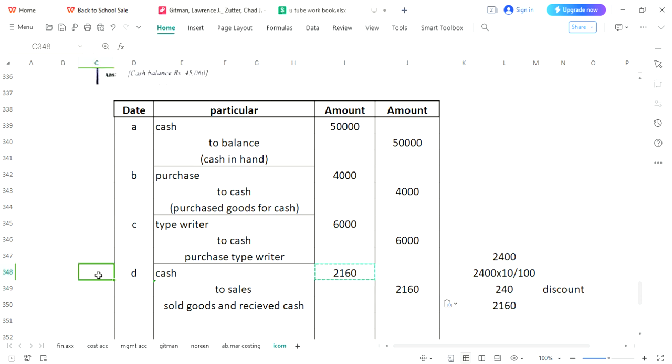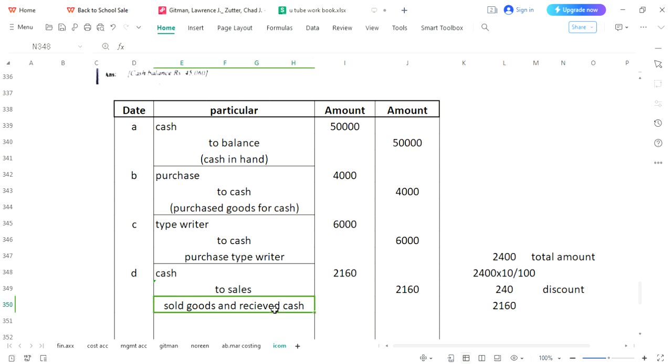Now here please take your time and you can pause this lecture and understand how we calculated this amount. Again, I'm repeating, 2400 was the original amount, 10% was the discount, and we calculated the discount as 240. And 2400 was the total amount of sales. So what you have done, 2400 was the original amount, 240 discount given, and the remaining amount 2160 you will post over here.